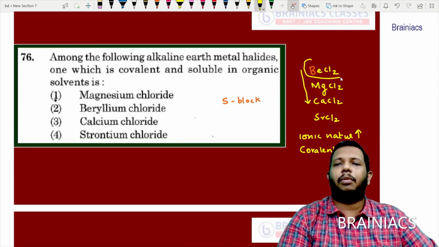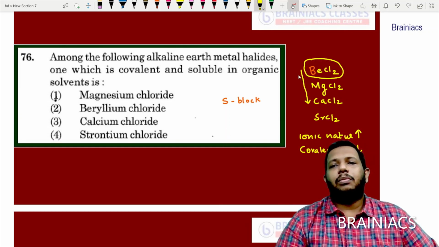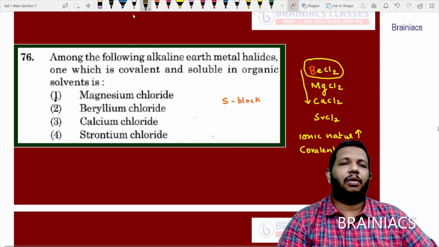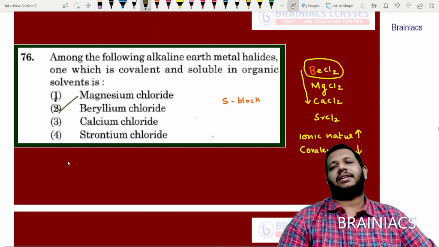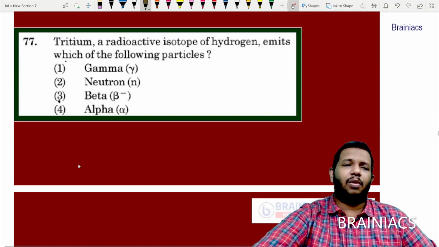This is the most common point we discussed in that chapter. This will be soluble in organic solvents since it is covalent in nature. So the answer here will be beryllium chloride. Option 2 will be the correct answer. Clear? All directly written in NCERT, nothing more to learn.